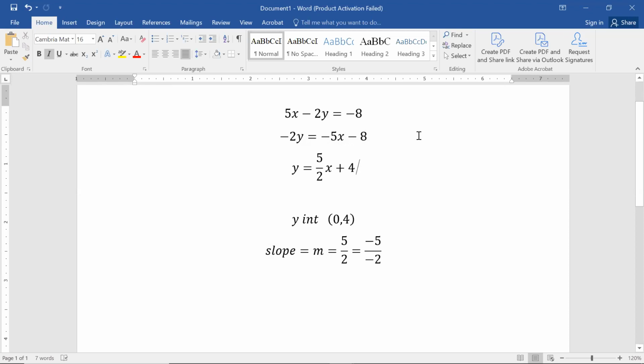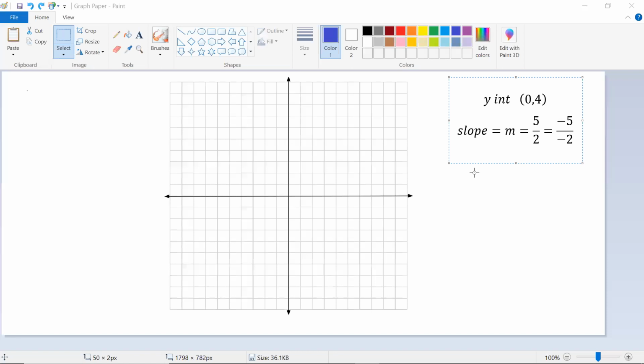So I can graph this line. The y-intercept being 0, 4 gives me the point up here. The slope of 5 over 2 means I need to go up 5 and to the right 2 to get my next point. Now, obviously, my grid runs out of room after I fit 2 points.